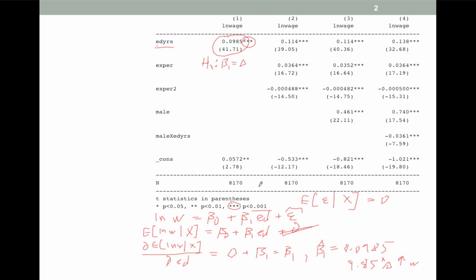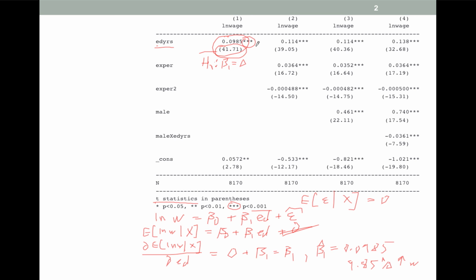Now in parentheses below the point estimates, there's almost always a number. In this case, the legend tells us that it's the t-statistic for that test. Remember that when a t-statistic is greater than 2, we can reject the null hypothesis with a significance level of 5%. 41 is a lot bigger than 2, which is why we have the 3 stars. It's a very, very significant result.